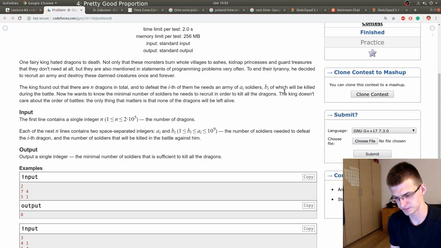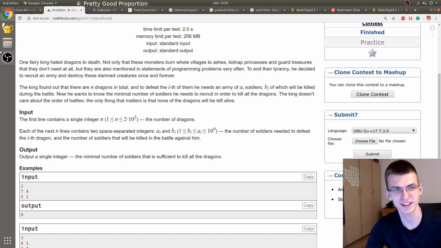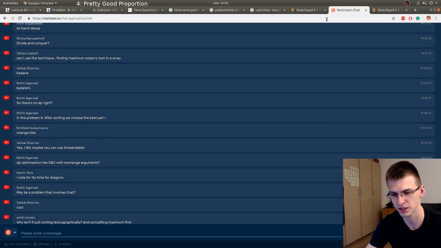So if some dragon kills a lot of guys, likely he should be late, because if we lose a lot of guys early, then we will not be able to fight other dragons. And on the other hand, if somebody requires a lot of soldiers, then he should also be early. So my intuition, my guess is that we should sort by the sum, A plus B. This is what I would guess, but of course if we solve it, we'll try to do some drawings or computations.